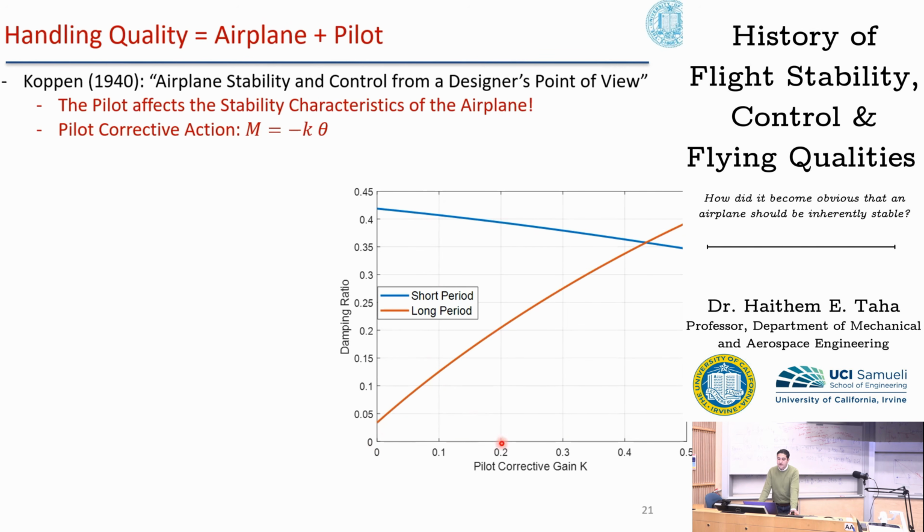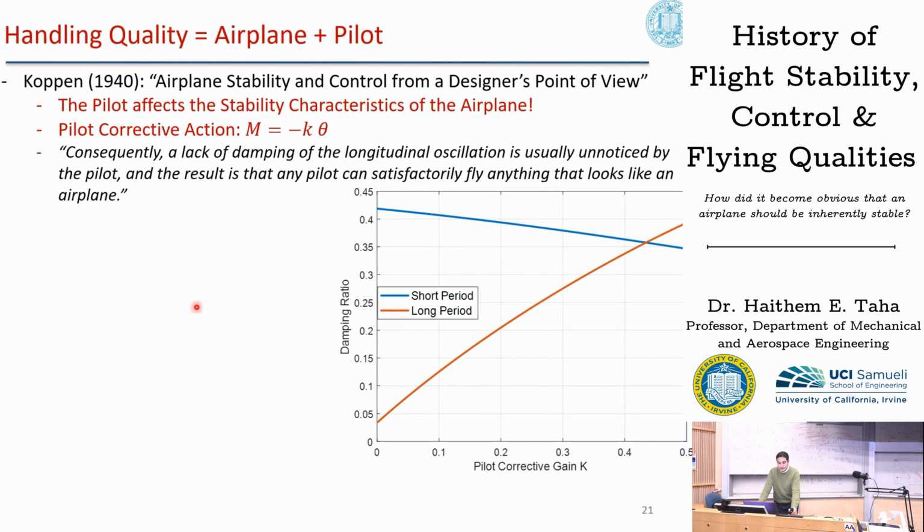Why? Because any corrective action from the pilot will provide good damping for the long period mode. This is why Köppen wrote, consequently, a lack of damping of the longitudinal oscillation is usually unnoticed by the pilot. And the result is that any pilot can satisfactorily fly anything that looks like an airplane. So the long period mode should not be of any worry.